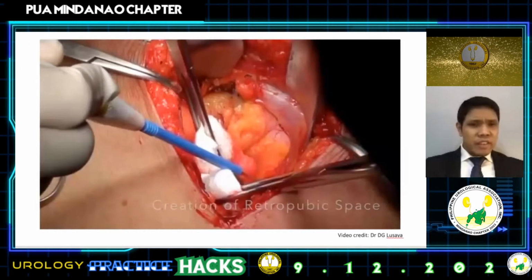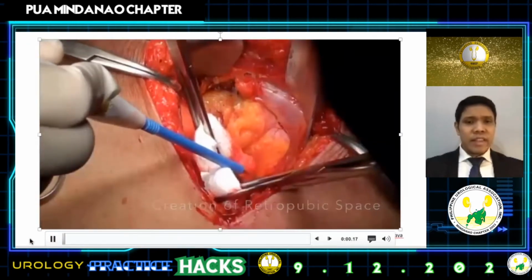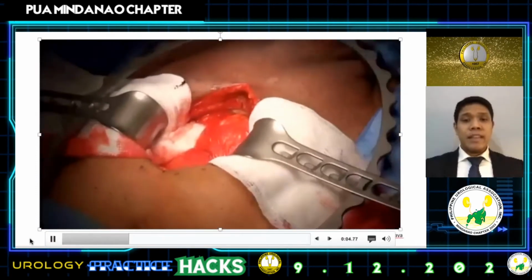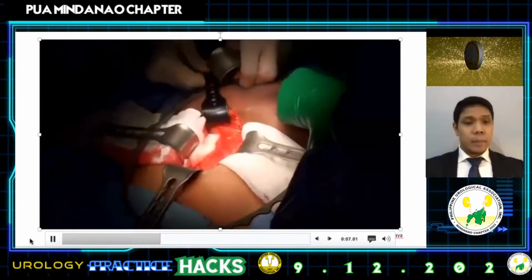So this is just a quick video on how to set up and mount this self-retaining system. You can appreciate the very good exposure it provides even for deep pelvic surgeries.